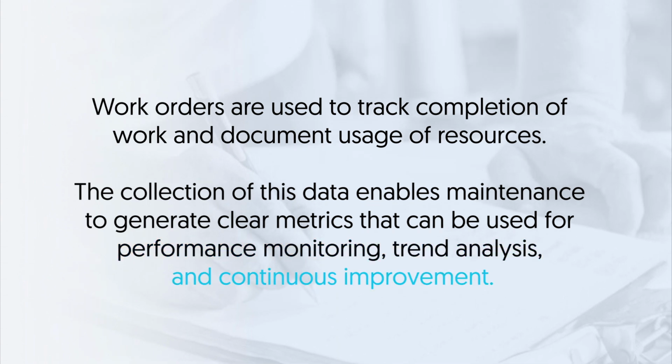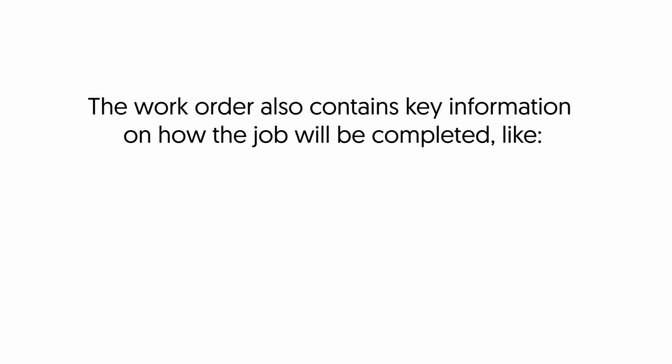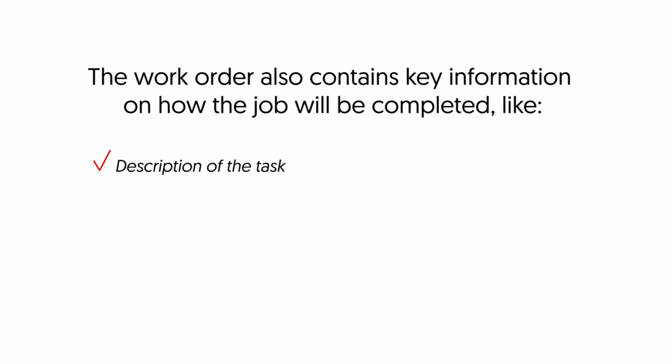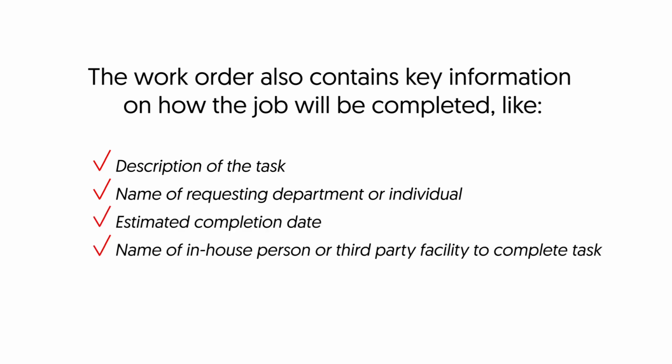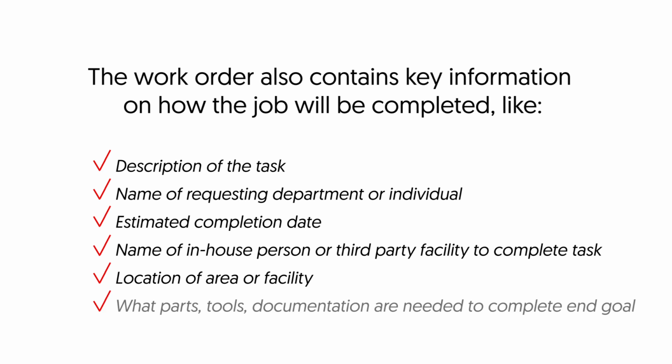and continuous improvement. The work order also contains key information on how the job will be completed: description of the task, name of requesting department or individual, estimated completion date, name of in-house person or third-party facility to complete task, location of area or facility, and what parts, tools, documentation are needed to complete end goal.